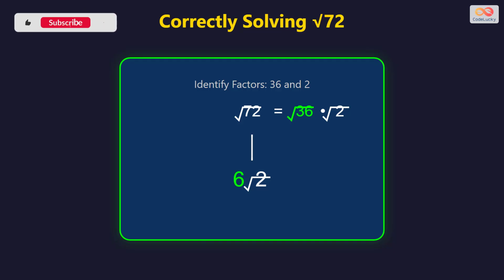Let's do 72 the best way. If we look at the factors again, we see that 36 times 2 is also 72. 36 is a much larger perfect square than 9. So, we rewrite the square root of 72 as the square root of 36 times the square root of 2. The square root of 36 is exactly 6, so we immediately get our final answer, 6 times the square root of 2. Always check for larger squares first.